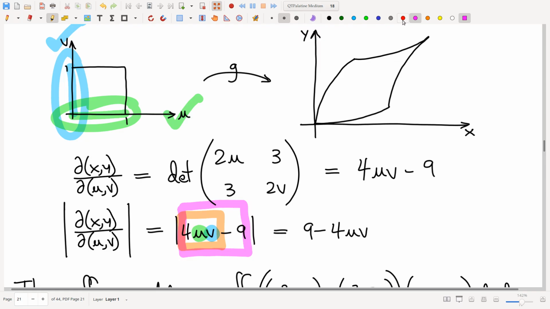And when you take the absolute value of something that we know is negative, the absolute value of a negative number is the negative of itself. So I actually get 9 minus 4uv here. Is everybody on board with that?